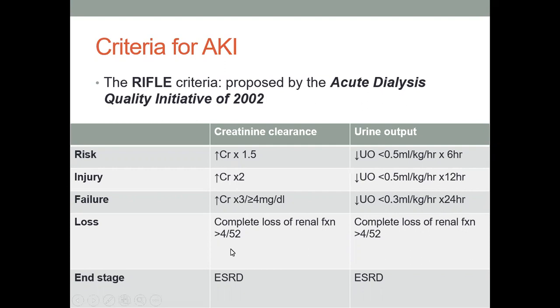However, we talk about renal function loss when all of this happens over more than 4 weeks, and our patients in ICU shouldn't be allowed to get to this stage. Then end stage renal disease is when the patient now has chronic renal disease or the patient passes on.